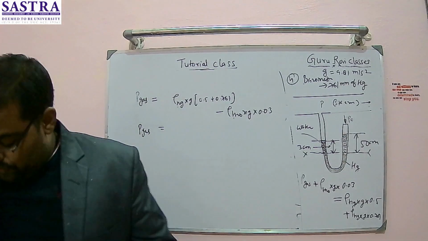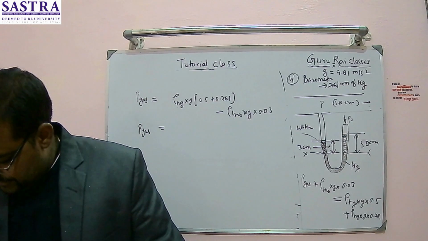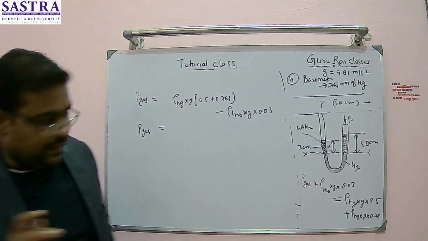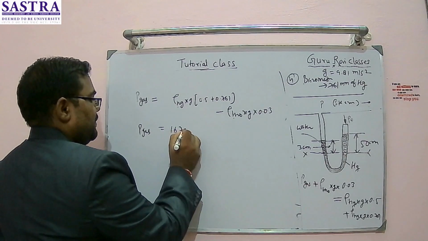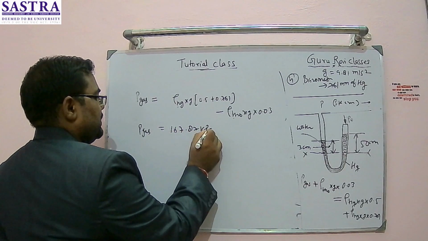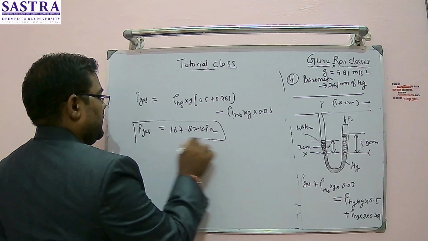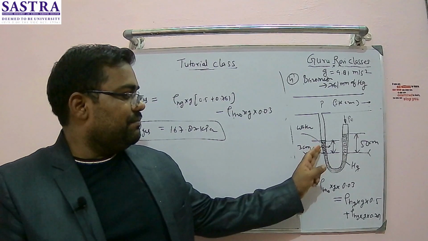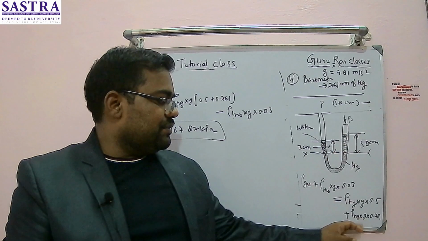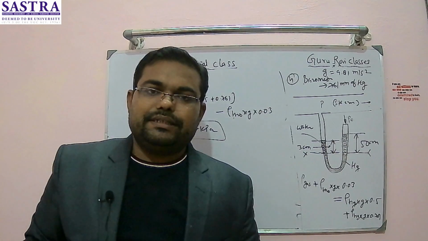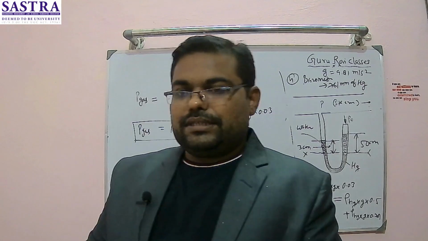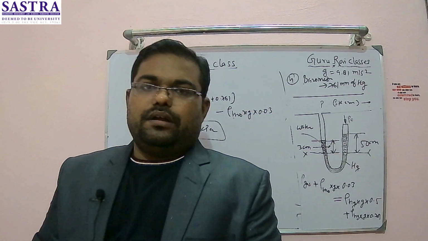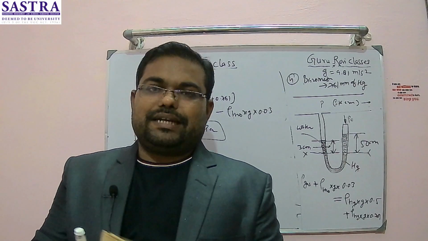So P of gas is coming around 167.87 kilopascal. This is the final answer that you will get out of it. So this kind of problem can be solved. Left limb one equation, right limb another equation, equate them, and you will get the gas pressure. These are the problems from the first chapter. Now I will go to the second chapter.